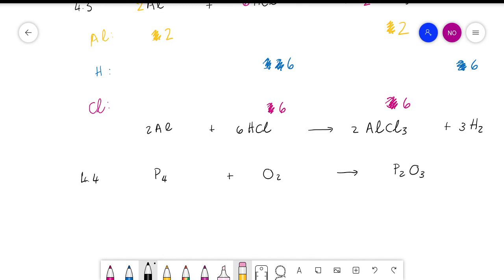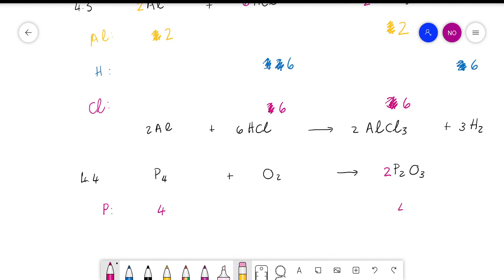Phosphorus and oxygen reacts to form, what do we call that? Phosphorus oxide. Okay, good. So let's start with a P. How many do I have before? 4, right? How many do I have after? 2. How do I change that? I have to add another box. Do you guys agree? So I need to put a 2 in front.